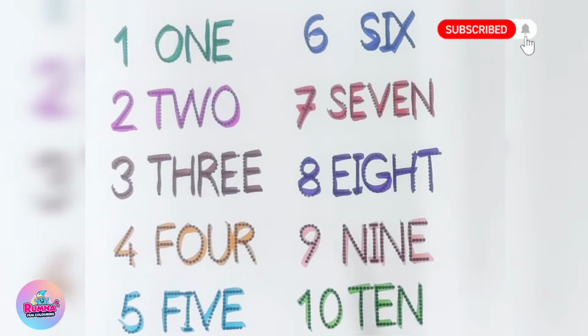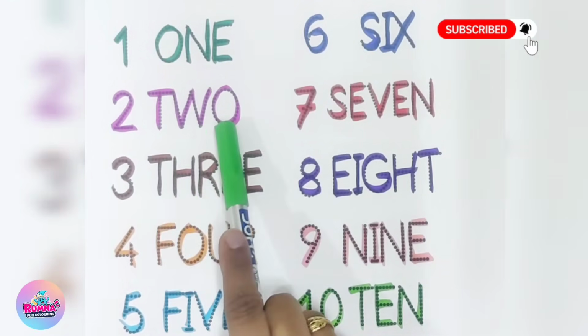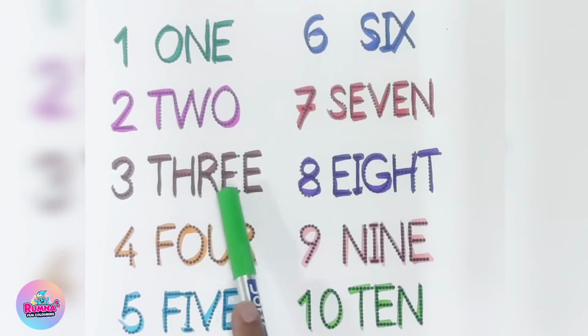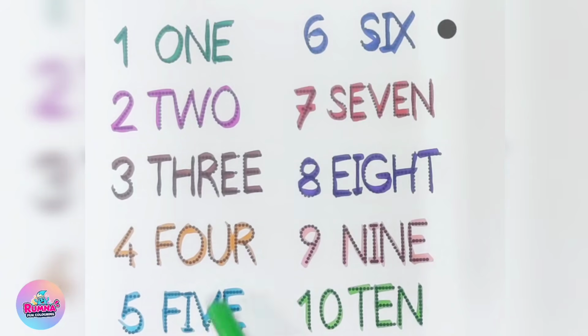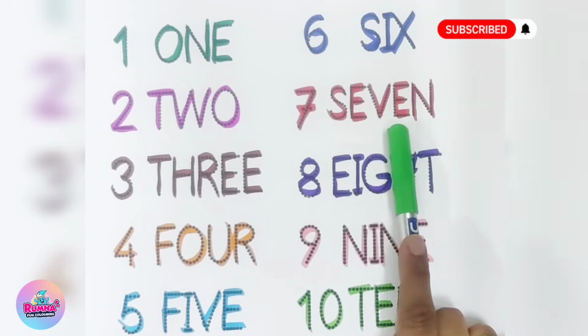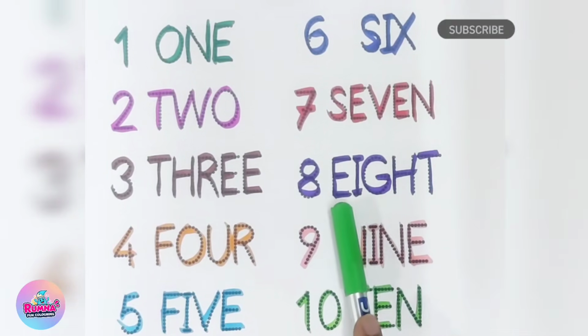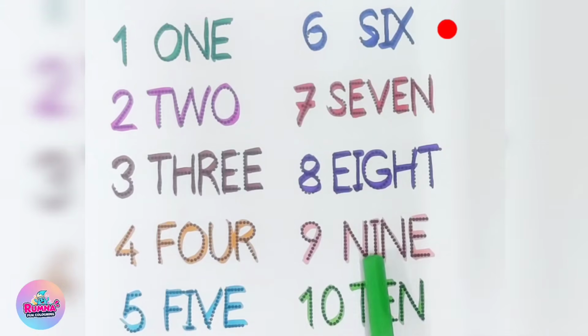It looks so amazing. We have done it from number 1 to 10. ONE 1, TWO 2, THREE 3, FOUR 4, FIVE 5, SIX 6, SEVEN 7, EIGHT 8, NINE 9, TEN 10.